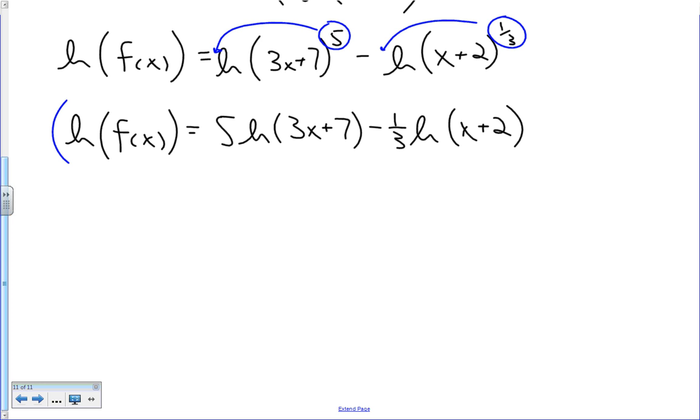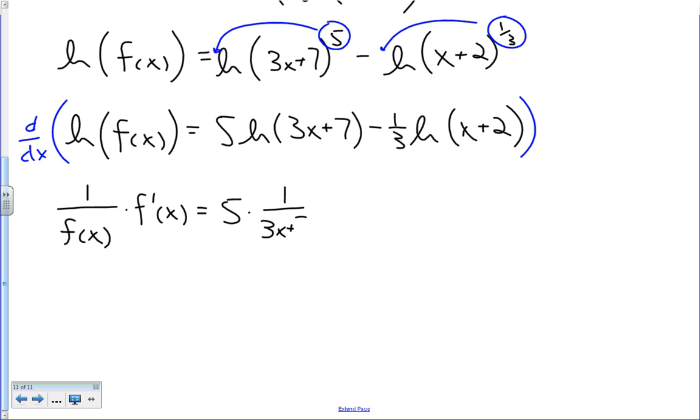And now after this, we are all set to take the derivative of both sides of this using implicit differentiation. So we end up with 1 over f of x times f prime of x. That's using the chain rule, of course. And that's equal to 5 times the derivative of natural log of 3x plus 7, which is 1 over 3x plus 7, just following the chain rule again, times the derivative of the inside, which is 3. And then minus 1/3 times 1 over x plus 2 times the derivative of x plus 2, of course, which is 1.